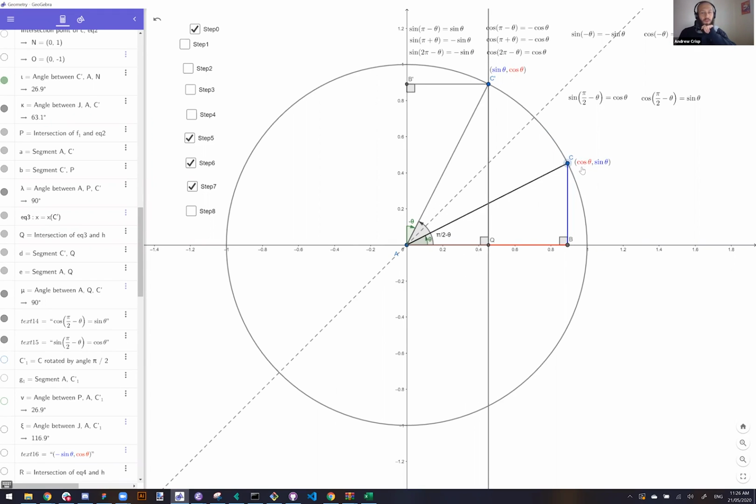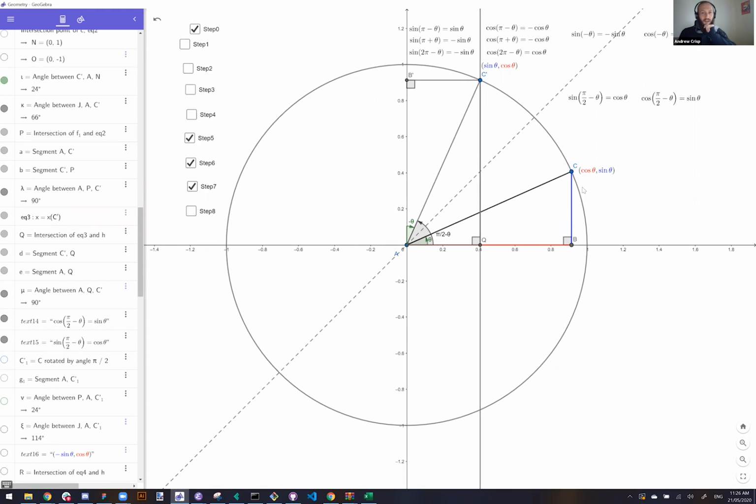We are always going to be able to find what is sine of pi on 2 minus theta. We just need to swap the sine for a cosine and get rid of the pi over 2 minus, and we'll get the same value.